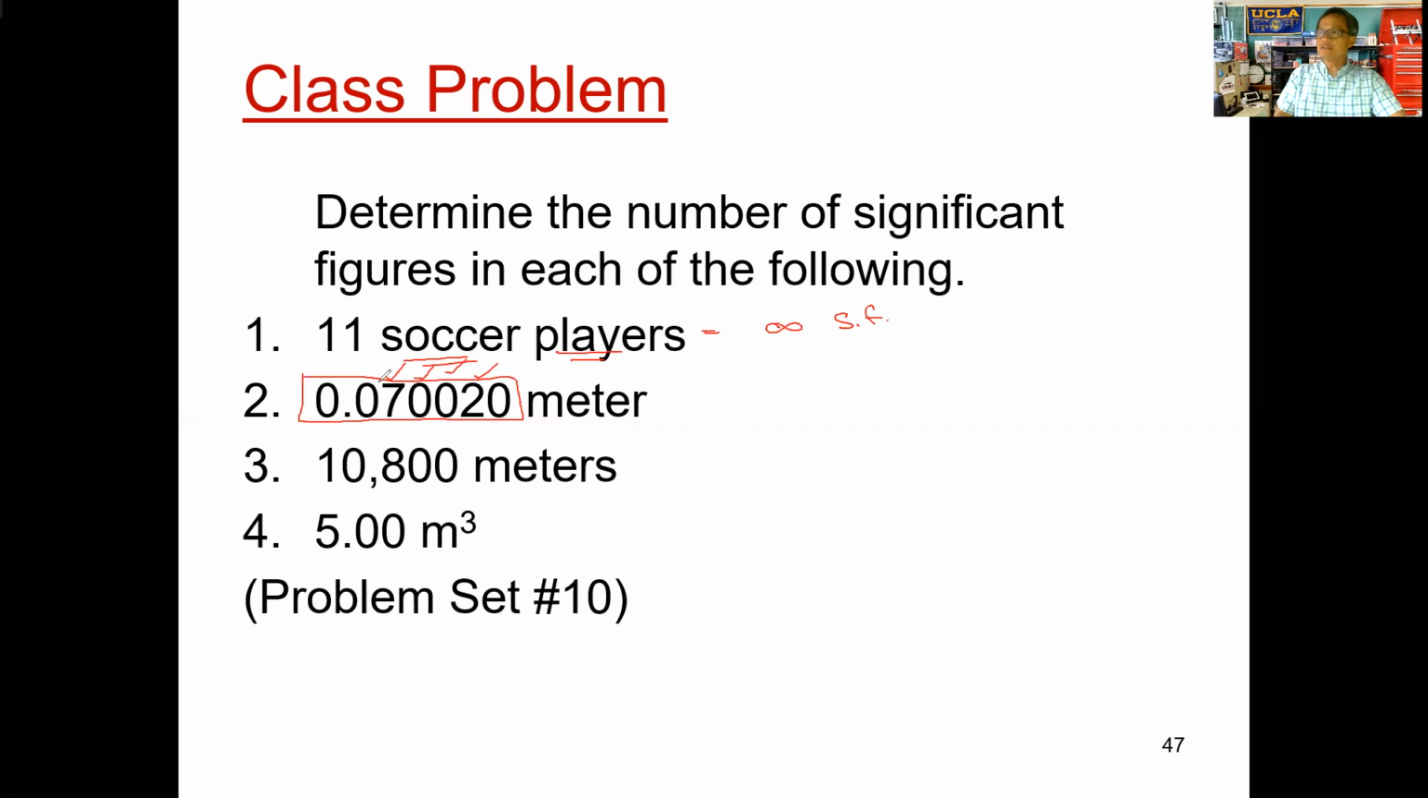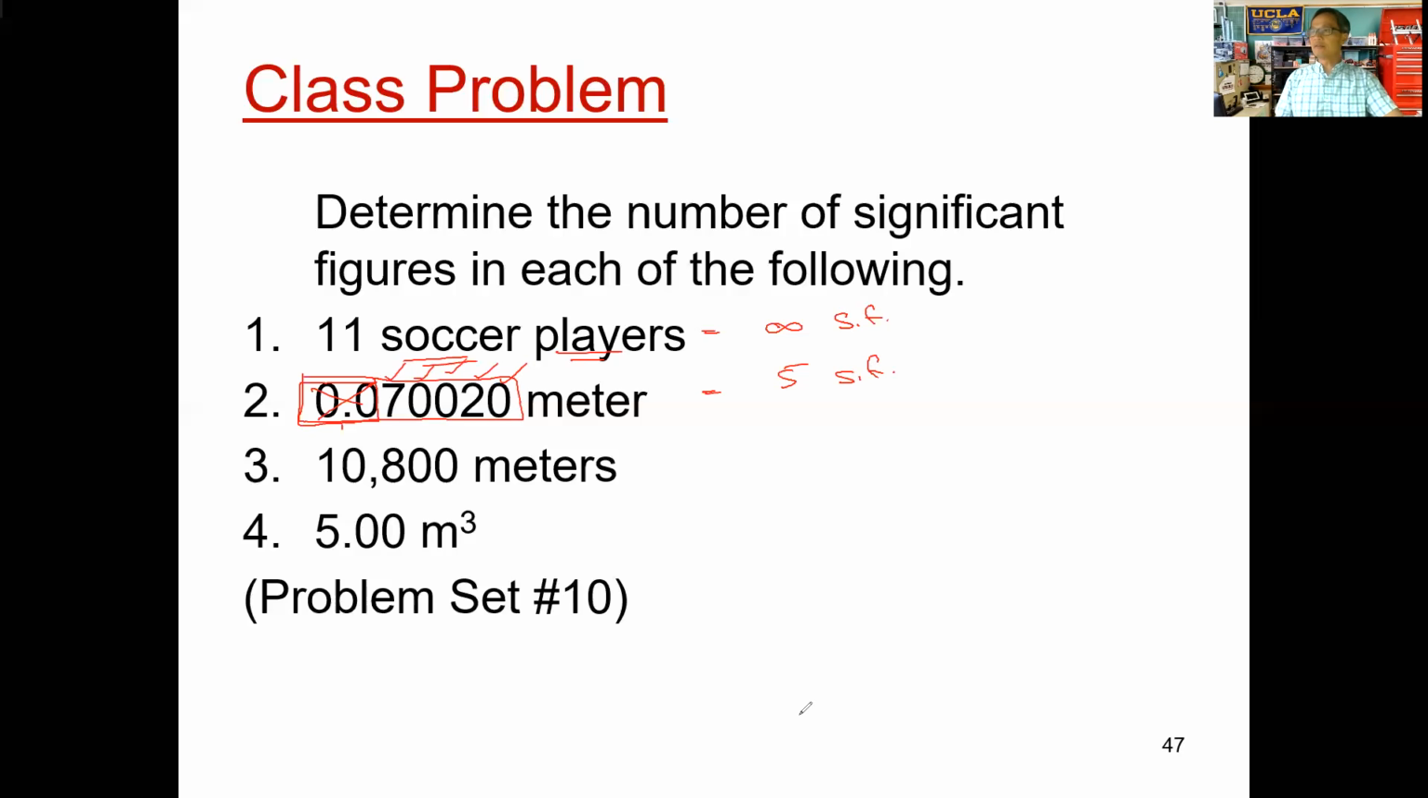Now we have to deal with the zeros at the front. These are the leftmost zeros, and leftmost zeros never count, so we don't count those. Finally, we have this 0, which is the rightmost zero. We have to ask ourselves, is there a decimal point clearly written there? And there it is, there's your decimal point. So that 0 does count. So we have 1, 2, 3, 4, 5 significant figures in this particular number.